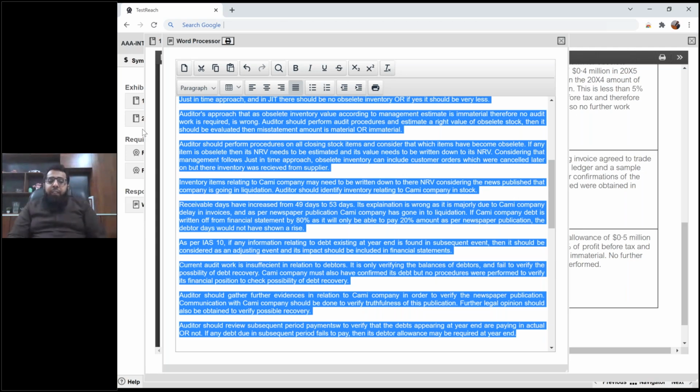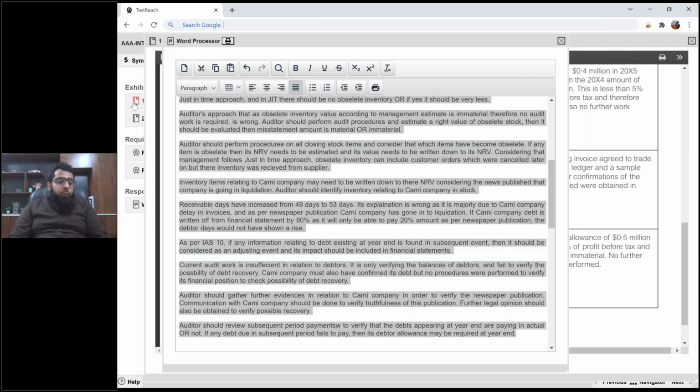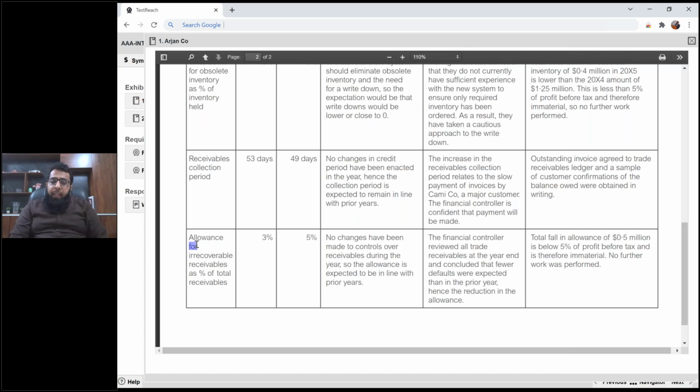Now there is allowance for irrecoverable receivables as a percentage of total receivables. The allowance percentage was 5% at the start, the previous year. This year it is 3%. Last year it was 5%, this year it has become 3%. No changes have been made to controls over receivables during the year. So the allowance is expected to be in line.